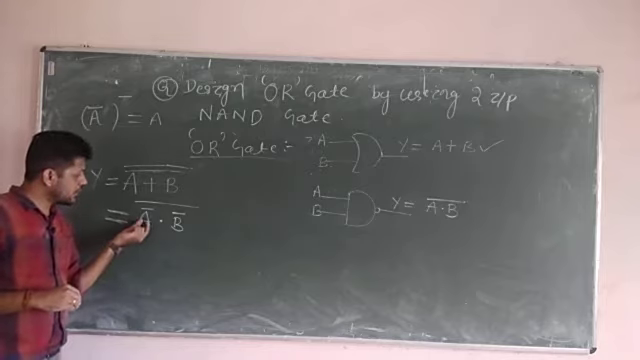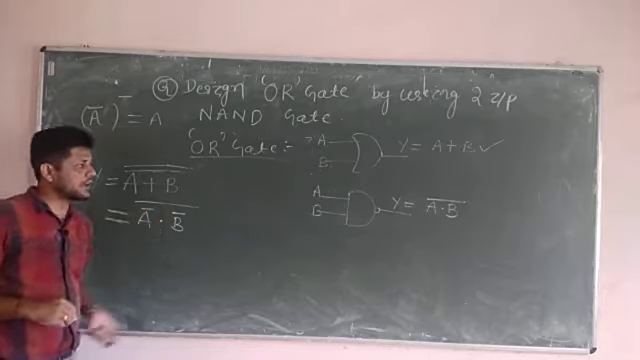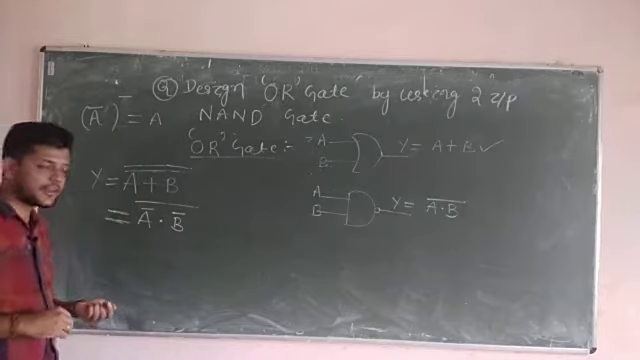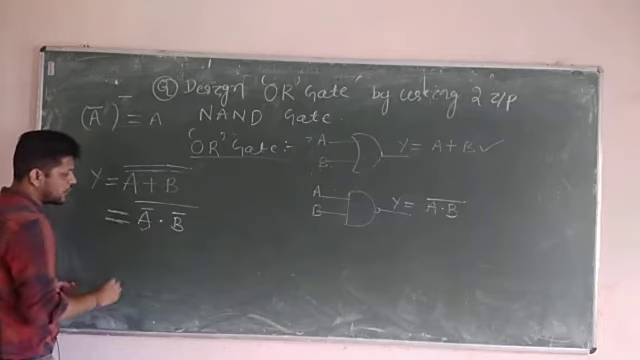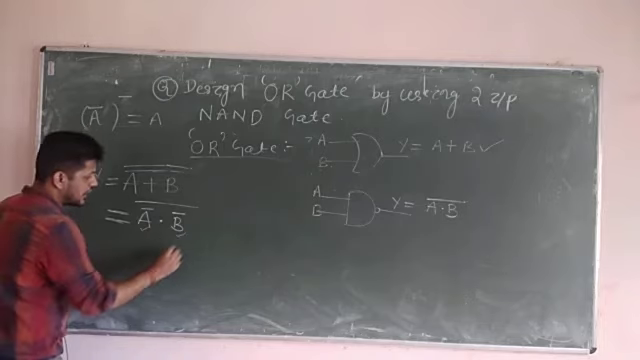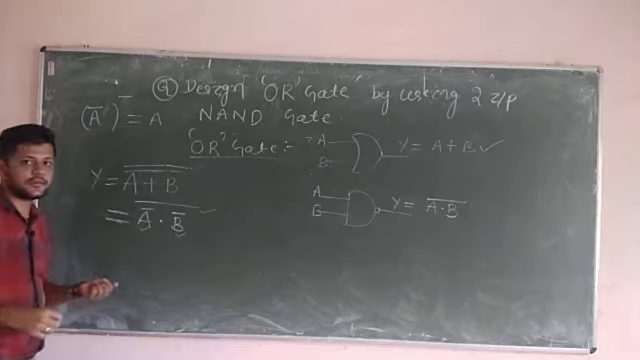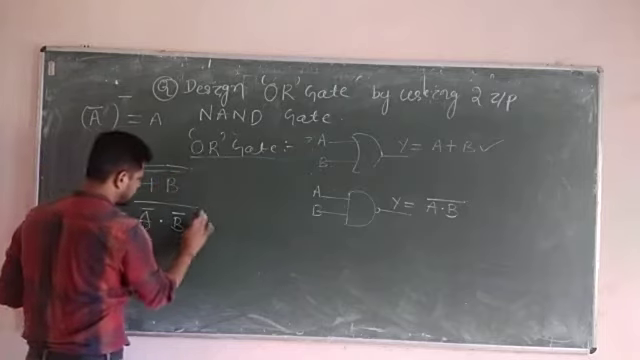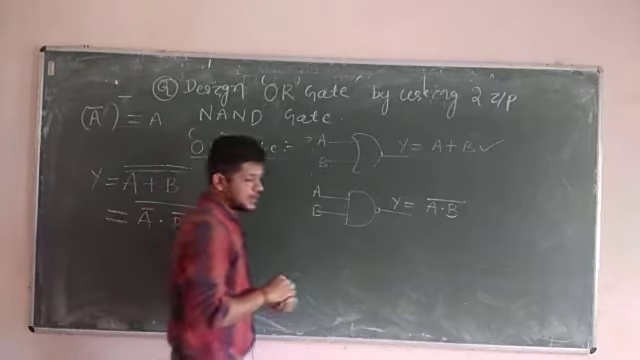So now we have A bar and B bar whole bar. How many NAND gates are required to implement this OR gate? Here A bar is implemented by one NAND gate, B bar by another NAND gate, and this whole expression by another NAND gate. That means 3 NAND gates we need to implement that OR gate. So how to implement this?